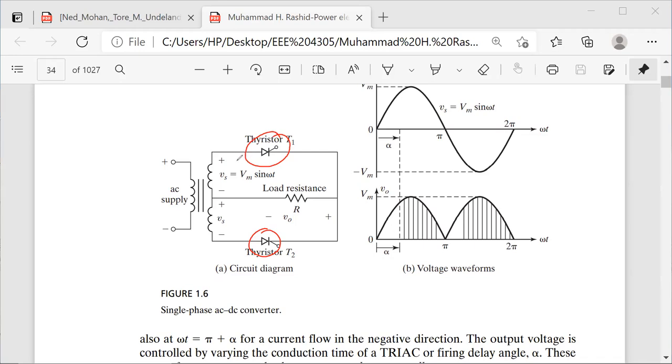If the thyristor is forward biased by this voltage, it will not conduct just as a diode, because unless you apply the gate pulse here, it will not be conducting. Only then will the current flow here.